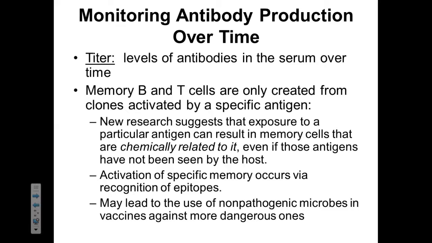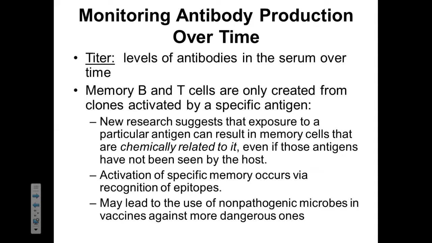New research right now in the field of immunology is showing that a particular antigen can result in memory cells that are chemically related to it, even if those antigens have never been exposed to the host, never been seen by the host. In other words, we're starting to find out that one antigen can give us immunity to a similar but slightly different antigen.